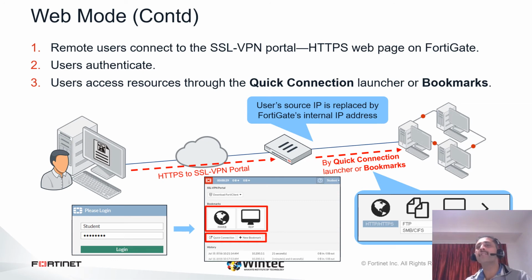Please notice that the source IP seen by the remote resource is the FortiGate internal IP address and not the user's IP address. So you have to be careful if you're doing a reverse proxy on that. You will very quickly appreciate that the IP address seen by this device is not the user's, but it is replaced by the FortiGate's internal IP address.